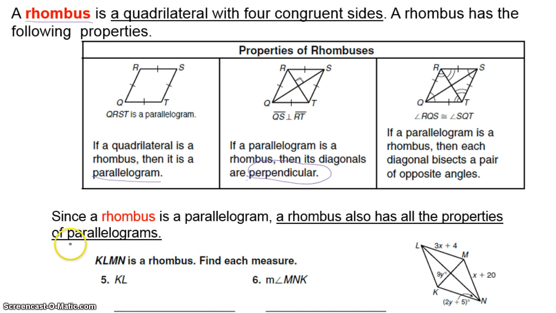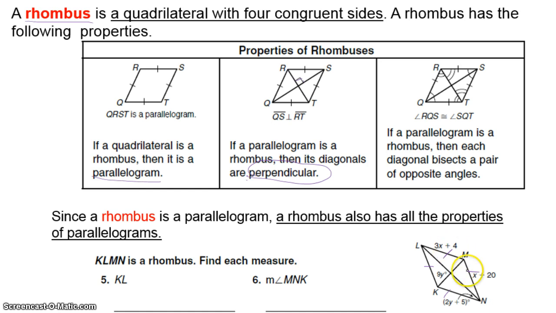We have rhombus KLMN. First thing we're going to find is the length of KL. Here's length KL. It's a side. What do we know about the sides? They're all congruent. So let's just put our check marks in. I know all those sides are congruent. They didn't give me side LK, but they did give me two sides. And I know by my tick marks that these two sides are congruent to each other.